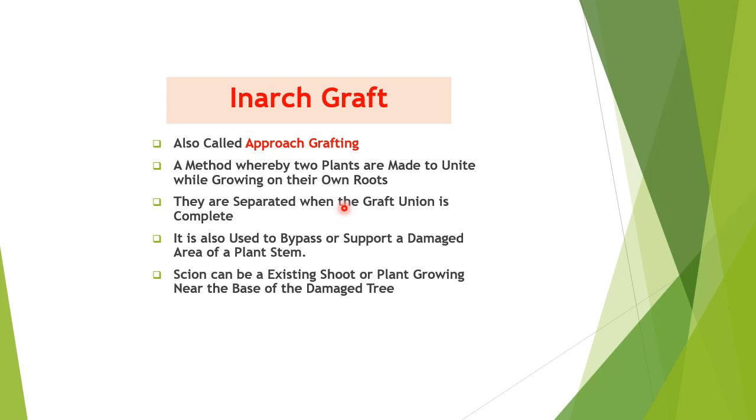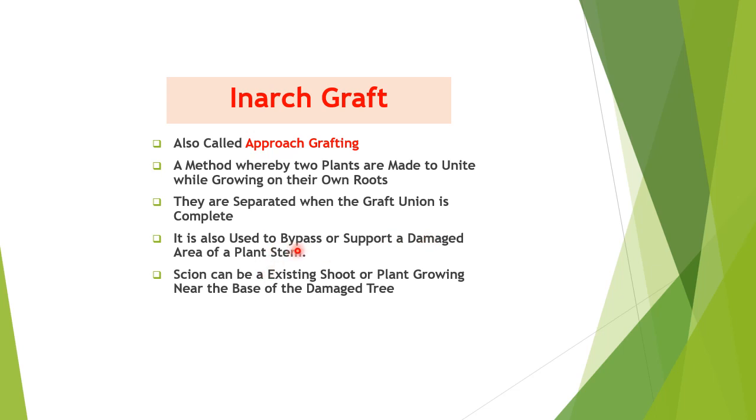Then the last one is called the in-arch graft. It is also called approach grafting. Approach grafting means you are approaching two plants, a method whereby two plants are made to unite while growing on their own root systems. One plant has a root system, another plant also has a root system. You are connecting the two, and then they are separated when the graft union is complete.